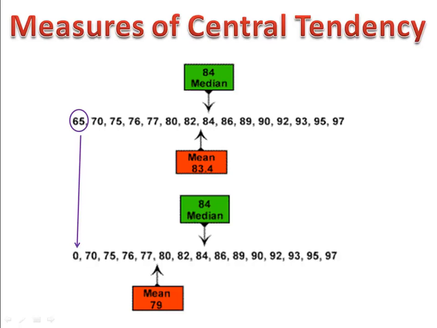I'd feel better saying, grades were around 84. That describes, some grades are lower, some grades are higher. But to say they're around 79, that just doesn't make much sense.